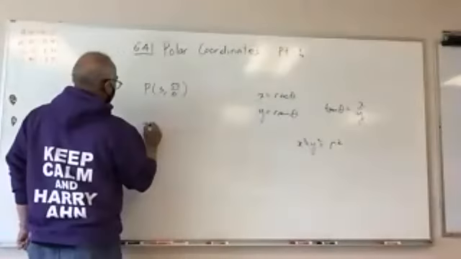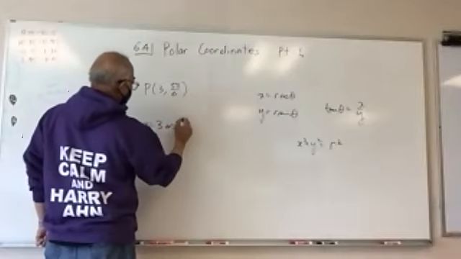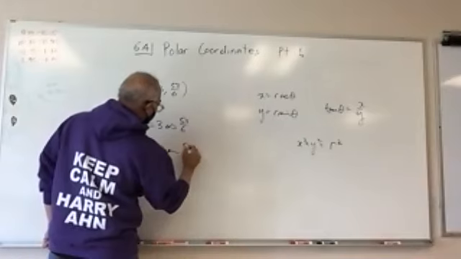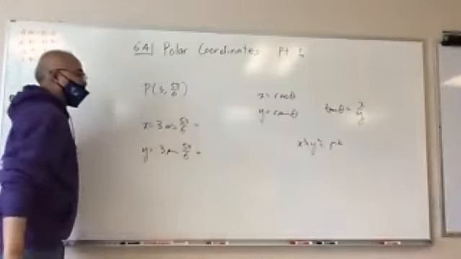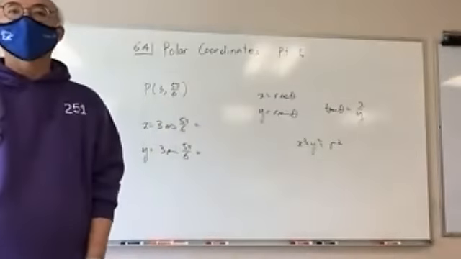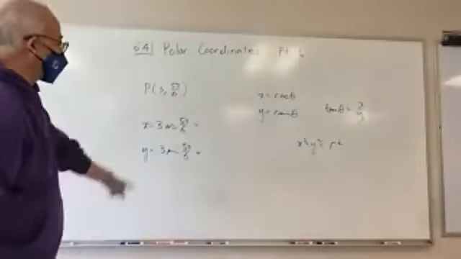So my x coordinate would be 3 times cosine 5 pi over 6. Y coordinate would be 3 sine 5 pi over 6. What is cosine 5 pi over 6? Is it positive or negative? It's in what quadrant? Second quadrant, so cosine would be negative. Cosine's positive in the first and fourth quadrants, right? So in the second quadrant, this is going to be negative.